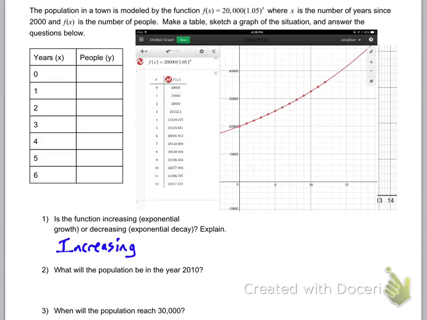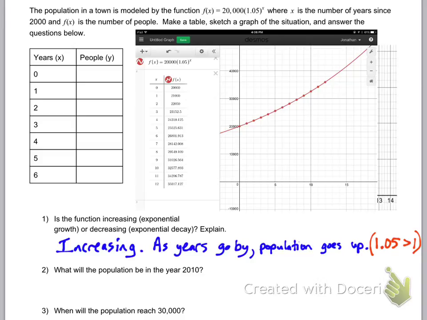Instead of graphing those, I'm actually going to import just this picture and use that to talk about some of the stuff. So, is the function increasing or decreasing? This is actually increasing because as you go to the right, it's going up. It is also, as the years go by, the population goes up. And we know this will be true because b is greater than 1, because b is 1.05. That 1.05 is important because that is the growth factor. That's how much it's increasing by each year.